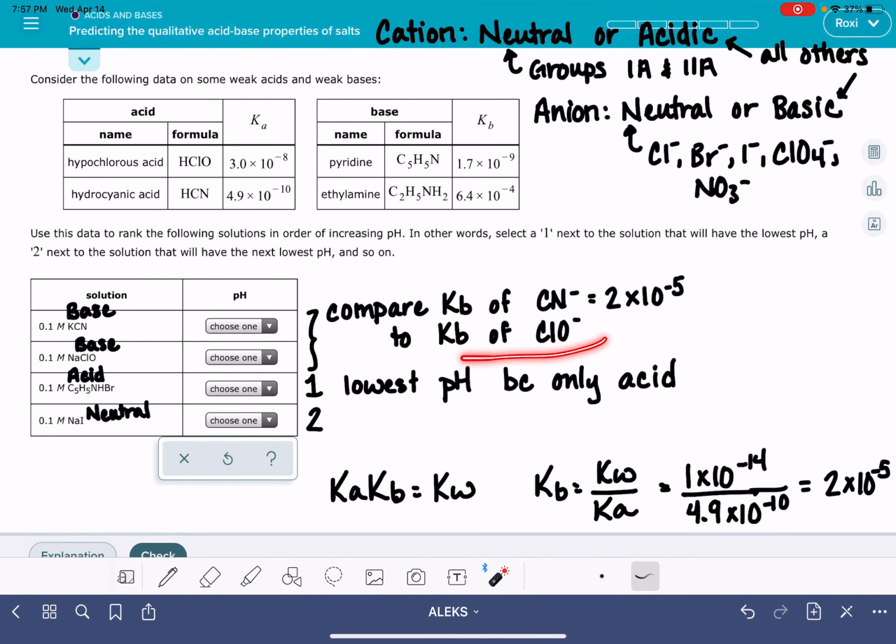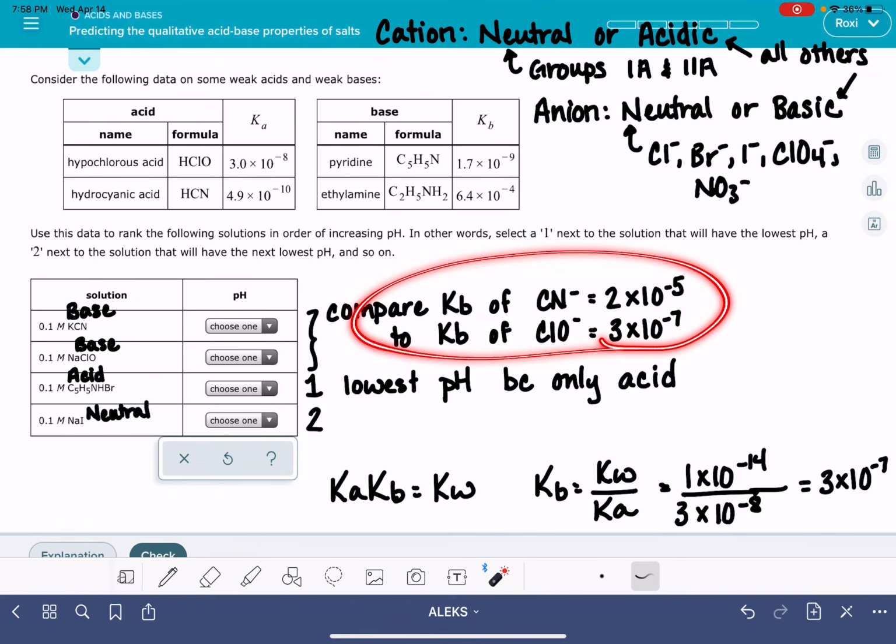Now we need to do the exact same thing for ClO-. We need to calculate the Kb of ClO-. We're going to use this same equation, but this time we're going to be using the Ka of HClO, 3 times 10 to the minus 8. 1 times 10 to the minus 14 divided by 3 times 10 to the minus 8 gives me 3 times 10 to the minus 7. So the Kb of this is 3 times 10 to the minus 7.